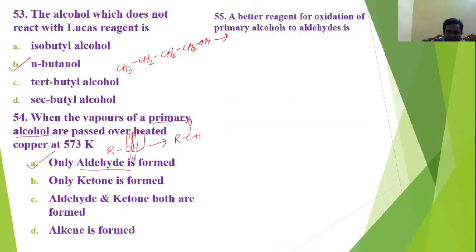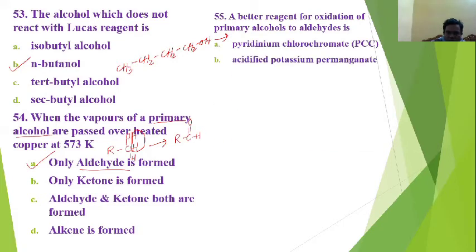Then, a better reagent for oxidation of primary alcohols to aldehyde is: acidified potassium permanganate, acidified potassium dichromate, lithium aluminum hydride, or PCC. Acidified potassium permanganate gives carboxylic acid. Potassium dichromate also gives carboxylic acid, and lithium aluminum hydride undergoes reduction to give alcohol. So the answer is PCC.